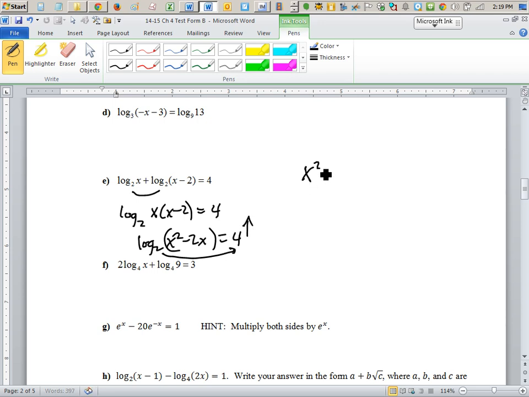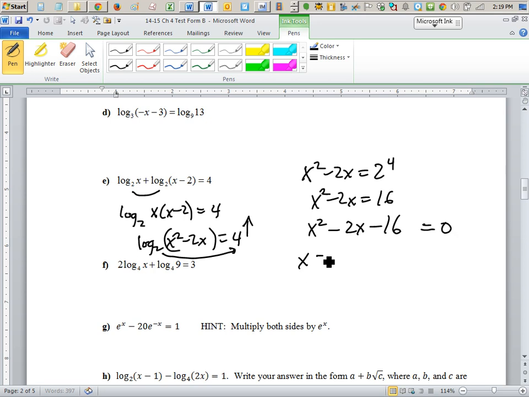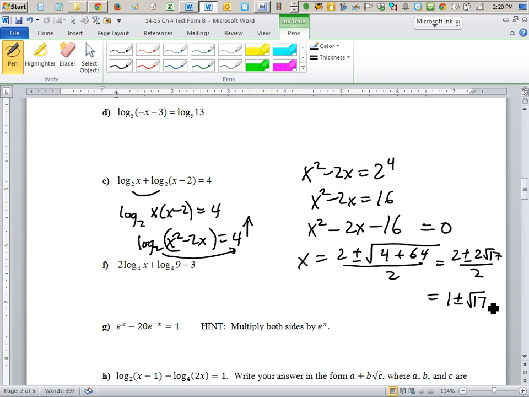So I end up with x squared minus 2x equals 2 to the 4th, or x squared minus 2x equals 16. So this is just a completing the square problem, or you can use quadratic formula if you bring everything to one side. And you could just do x equals 2 plus or minus the square root of 4 minus 4ac, which is 64, negative 64. So you just end up with 2 plus or minus, and that's 68, which is 4 times 17, so 2 root 17 all over 2. So you end up with 1 plus or minus rad 17.